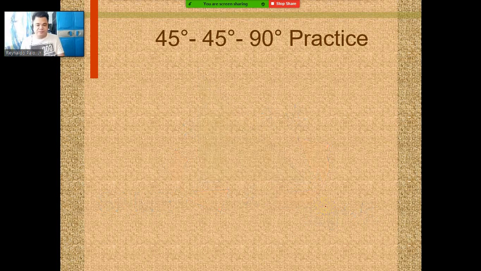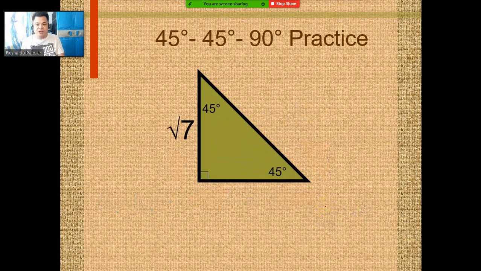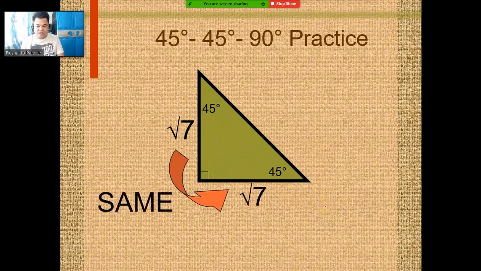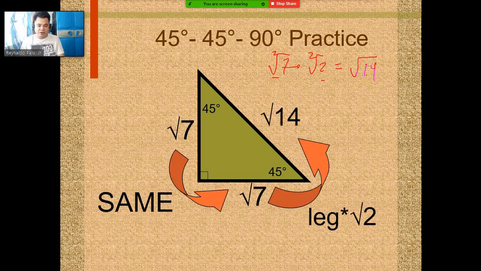Next, so if that is square root of 7, it's the same as the other leg of 45, 45, 90. So therefore, that is also square root of 7. Then to get the hypotenuse, we just simply multiply square root of 7 times square root of 2. So as you can see, they are similar. They are both radicals with the same indices of 2. So 7 times 2 is square root of 14. So that is now the measurement of the hypotenuse.